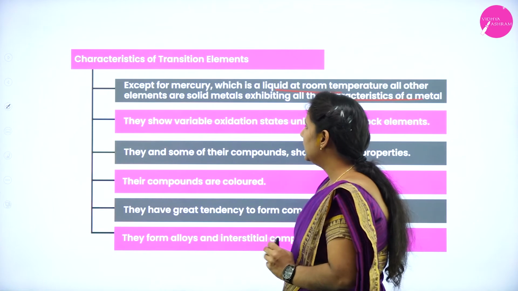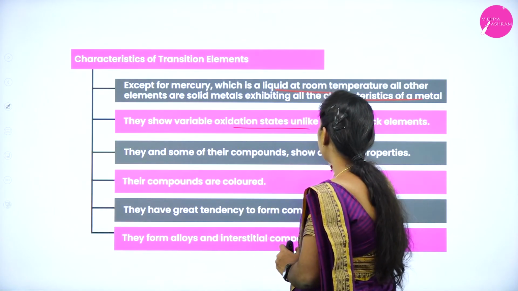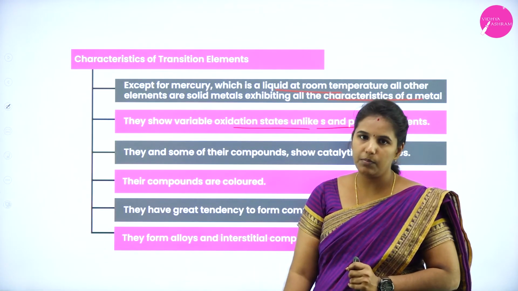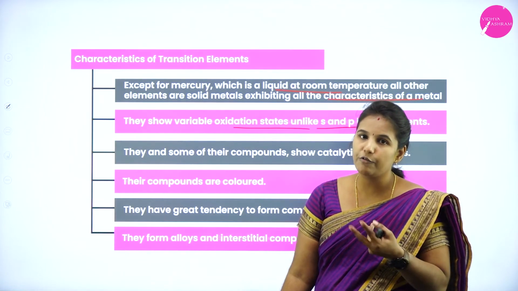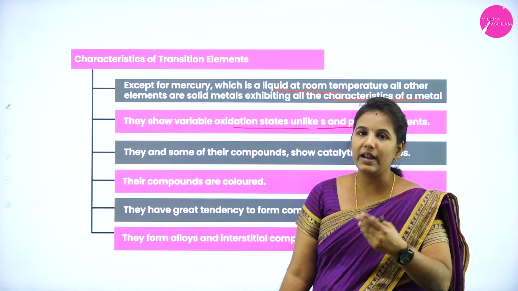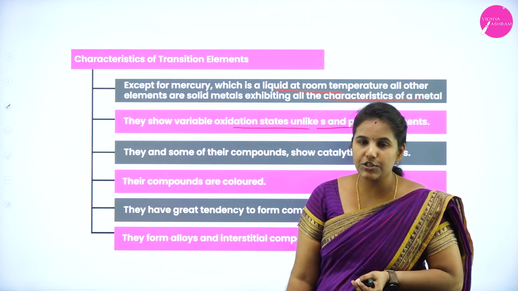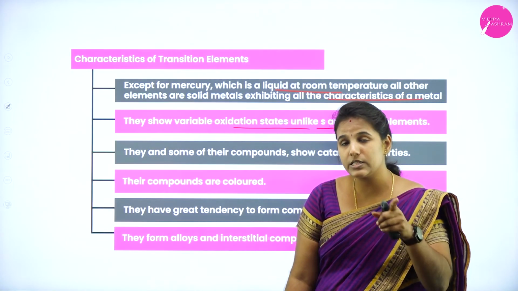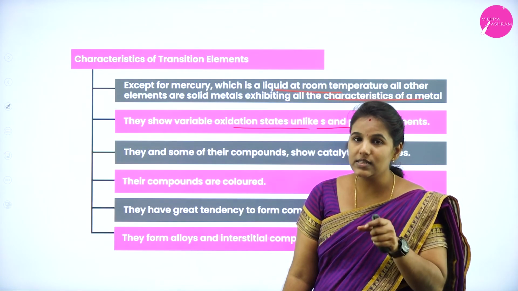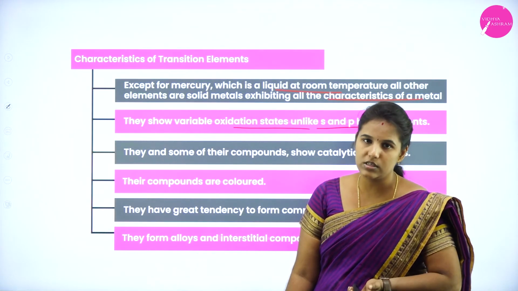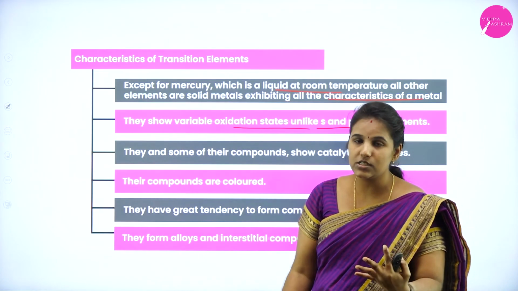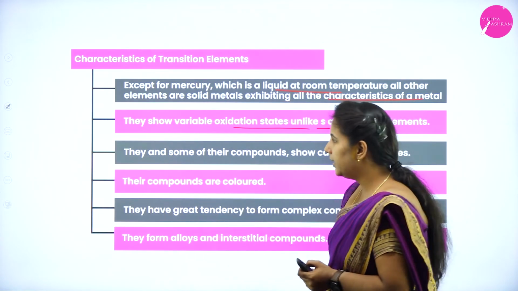Okay, and they show variable oxidation states unlike the s and p blocks. In the s block, we are familiar with group 1, which has a +1 oxidation state, whereas group 2 has a +2 oxidation state. But when we compare with the s as well as the p block, the d block elements show variable oxidation states. That oxidation state you are going to study in the next session.